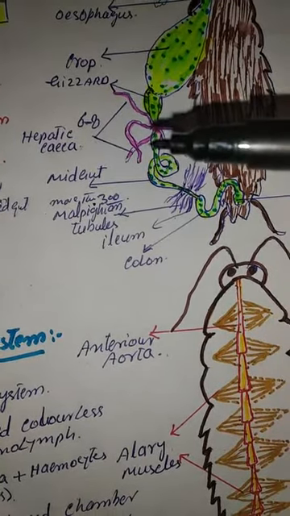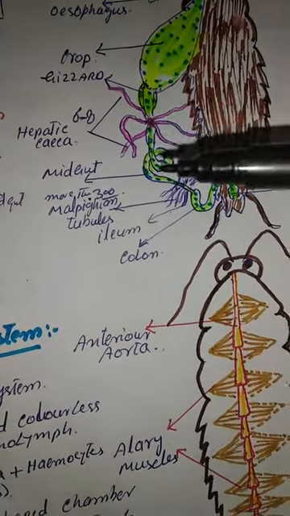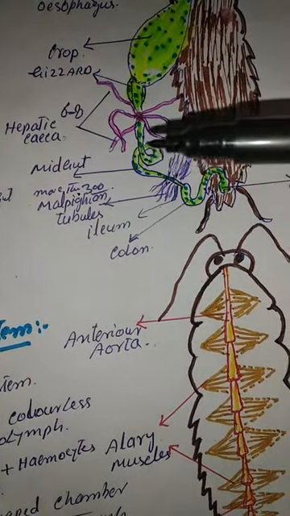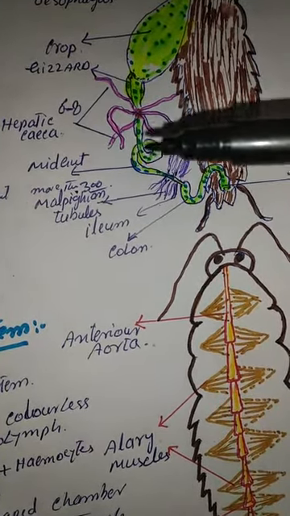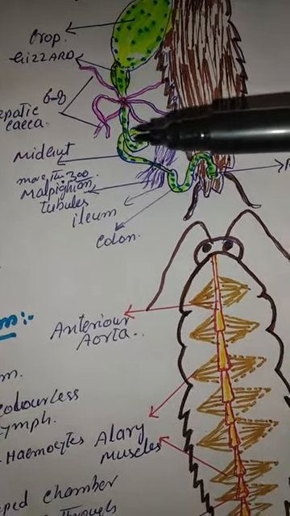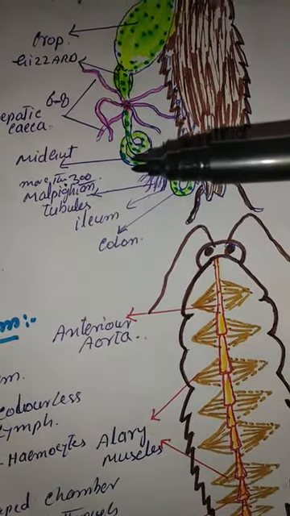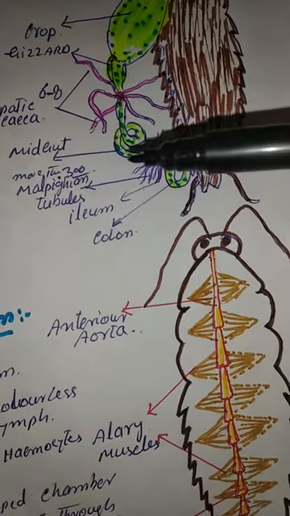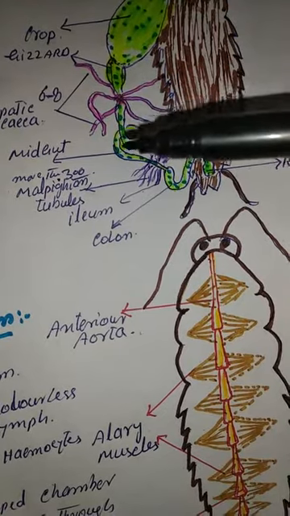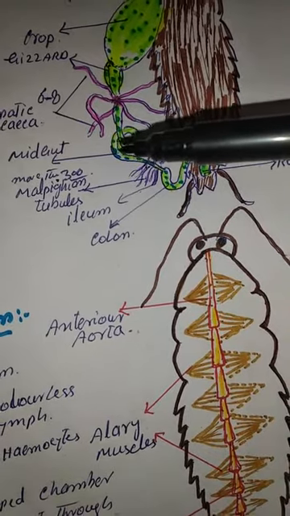Midgut is not lined with cuticle. There is a reason why the midgut is not lined with the cuticle, because midgut is meant for the absorption of food materials from the lumen of this tubule, and also it secretes certain digestive enzymes. If it was lined with the cuticle, then it would hinder its functions of absorption and secretion.